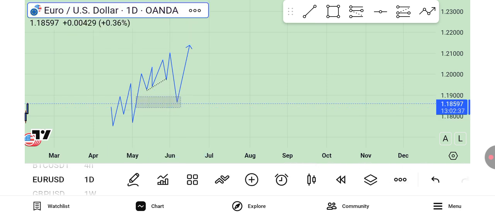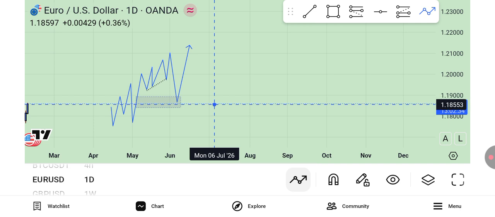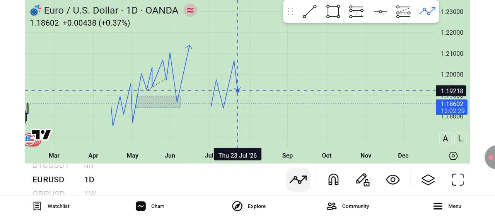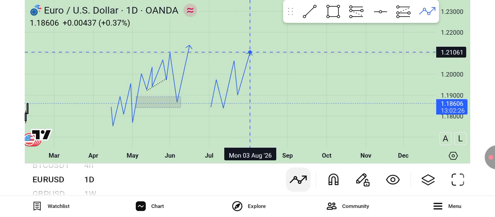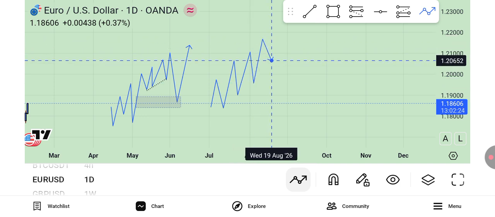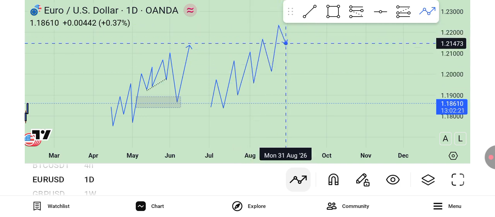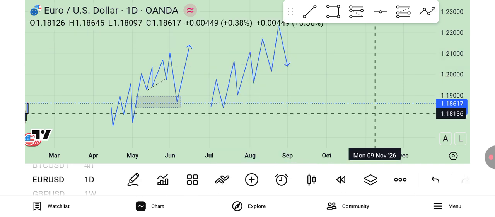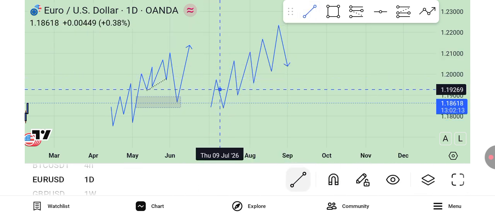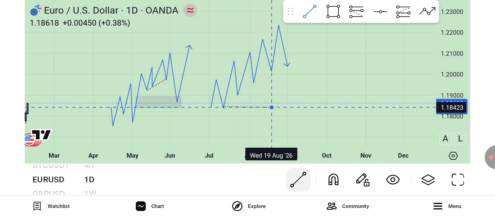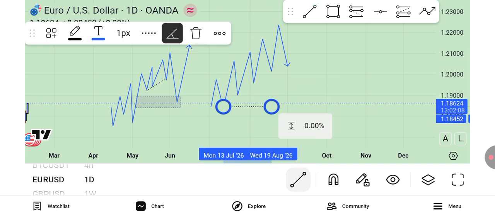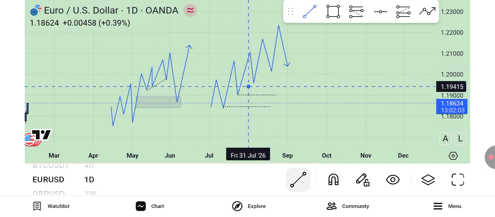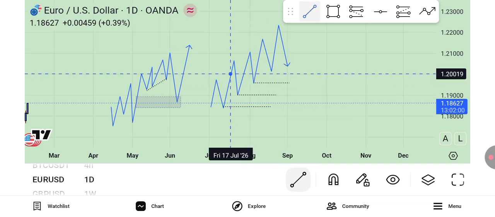That's structure. Some people just look at structure in this manner: break of structure, new high, break of structure, new high, break of structure, new high. That is, it gives us a new high. But the market doesn't work that way. Truly, the market respects all these lows. You see, they are not invalidated. All these lows are being respected.